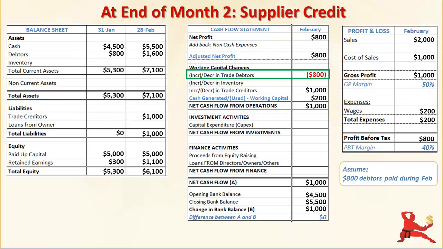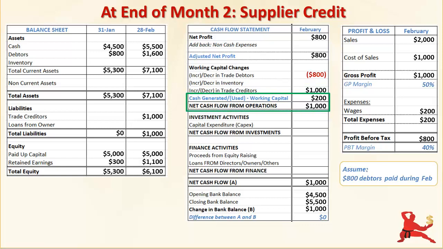I say presumably because you don't actually know who paid you or didn't pay you until you review the report called the Aged Debtors Listing. I'll get to what an Aged Debtors Listing is in a moment. The $1,000 increase in trade creditors means your supplier effectively provided you with funding during February. You got widgets to sell without having to pay for them first.